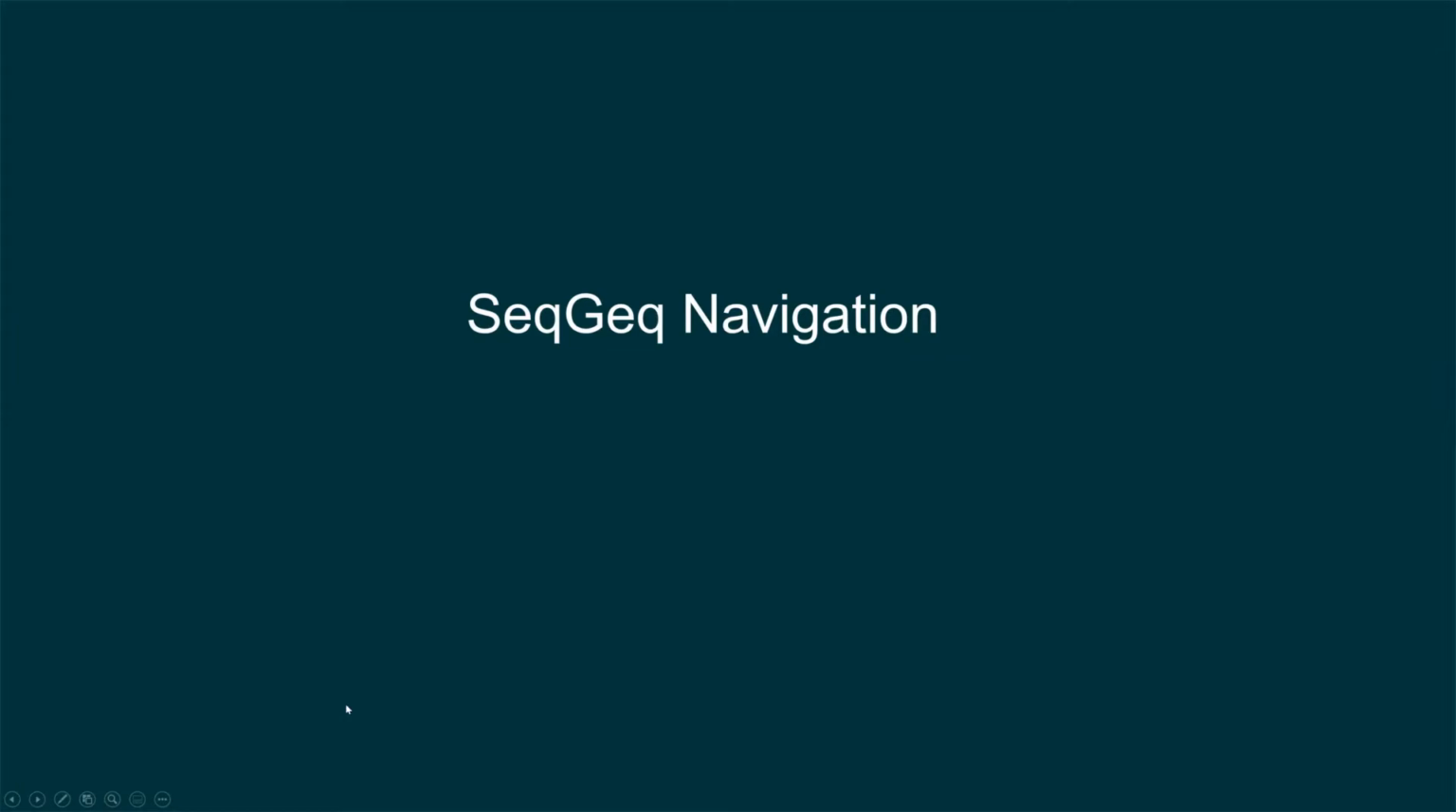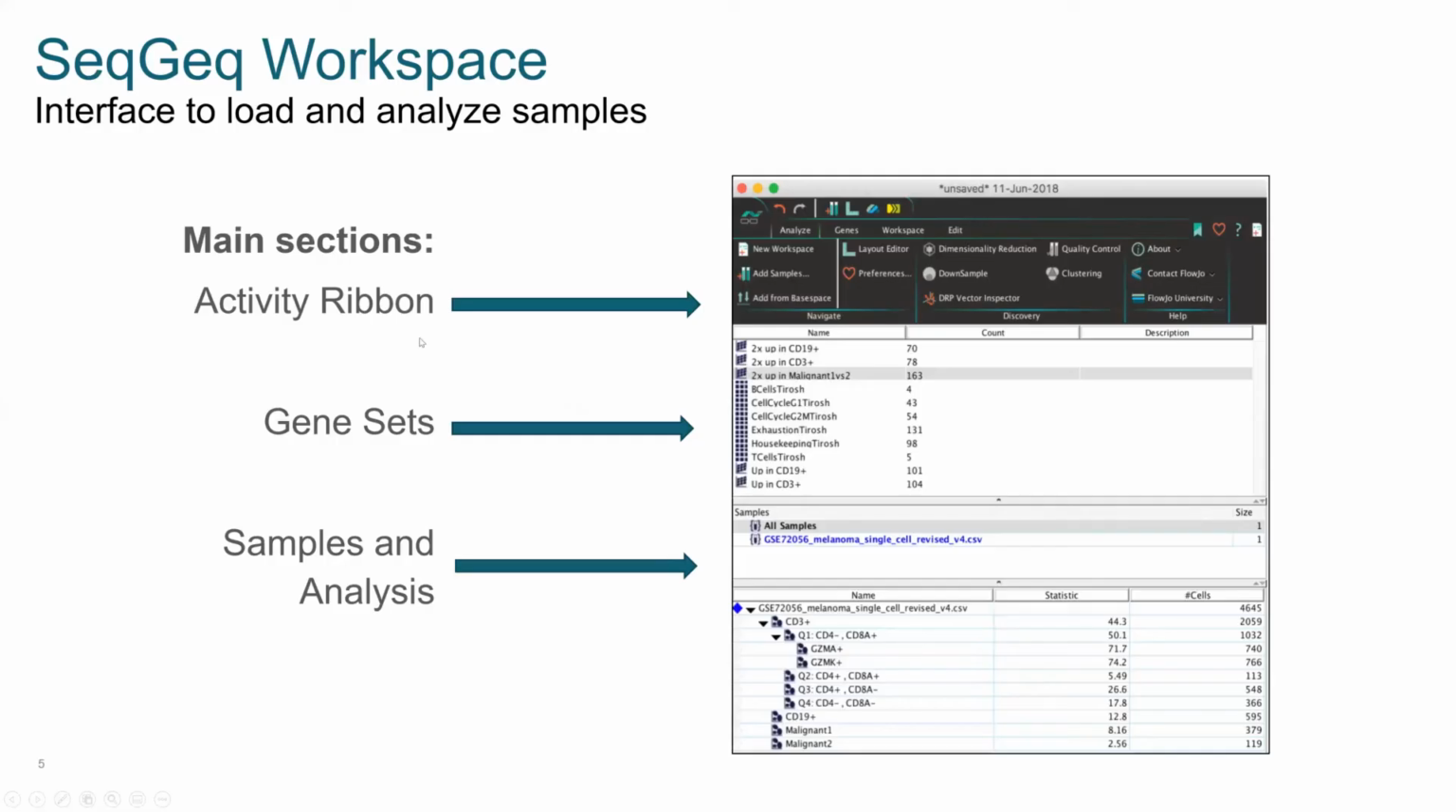All right, so first let's talk a little bit about navigating the SeqGeek software. Okay, so when you launch SeqGeek, this is really where you're going to spend most of your time. This is called the SeqGeek Workspace. Okay, so this is the interface to load and analyze your samples. It comes in 3 main sections.